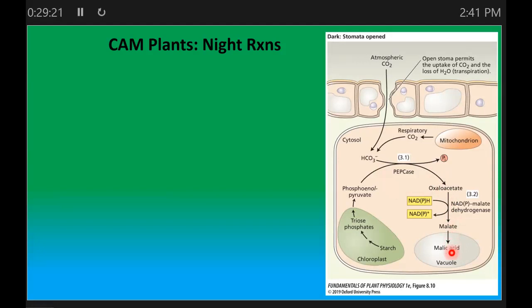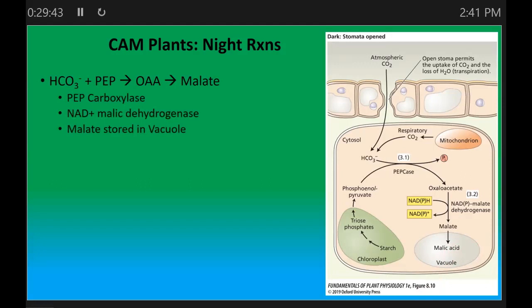So another word for malate is malic acid. It's the same thing. ATE means it's an acid when you see ATE on the end of the word. So you can measure the pH of the vacuole and see it getting more and more acidic as all that malic acid is getting dumped in there. Okay, so in words, this is what we're doing. By the way, that HCO3 minus, that's how they depict CO2 once it's dissolved. So don't get confused by that. That's still CO2. It's just been dissolved.